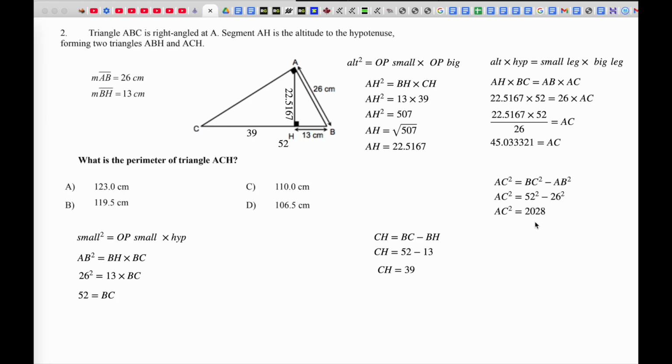Notice that we get exactly the same answer. Now we have all three sides. We're going to add them together to get the perimeter of triangle ACH, this triangle. We're going to add AH plus CH plus AC, which gives us 106.5 centimeters, which is choice D. And that's it for question number 2.